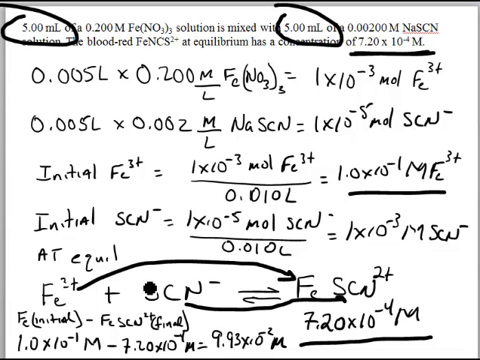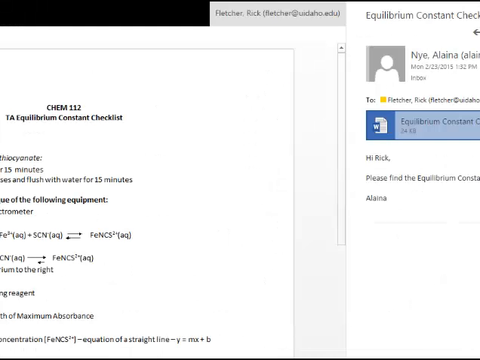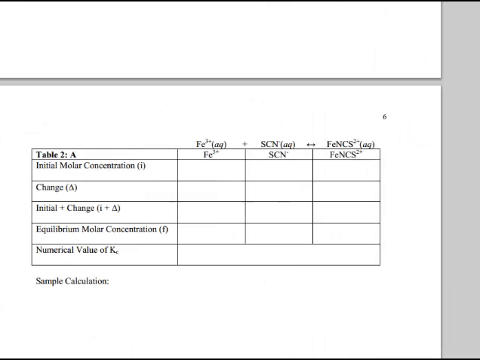So let me go pull up that table. Let's see, that's right here. Right, so we've got our initial concentrations that we're filling in. We've got our final equilibrium molar concentration. That's what we just calculated for each of these. And then our delta is equal to that final FeSCN 2 plus concentration. And then ultimately to calculate what K is, that's the equilibrium expression.